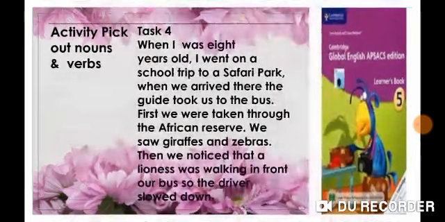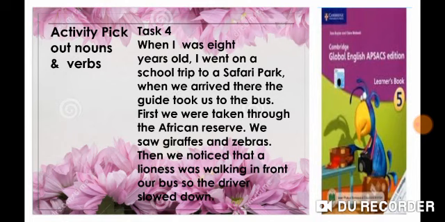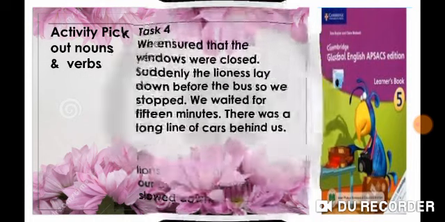So I'll read the passage. When I was 8 years old, I went on a school trip to a safari park. When we arrived there, the guide took us to the bus. First, we were taken through the African reserve. We saw giraffes and zebras. Then we noticed that a lioness was walking in front of the bus, so the driver slowed down.